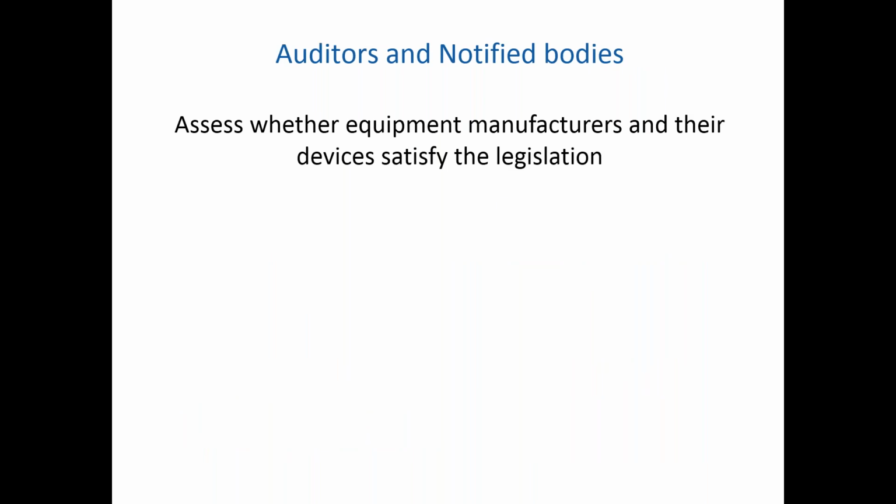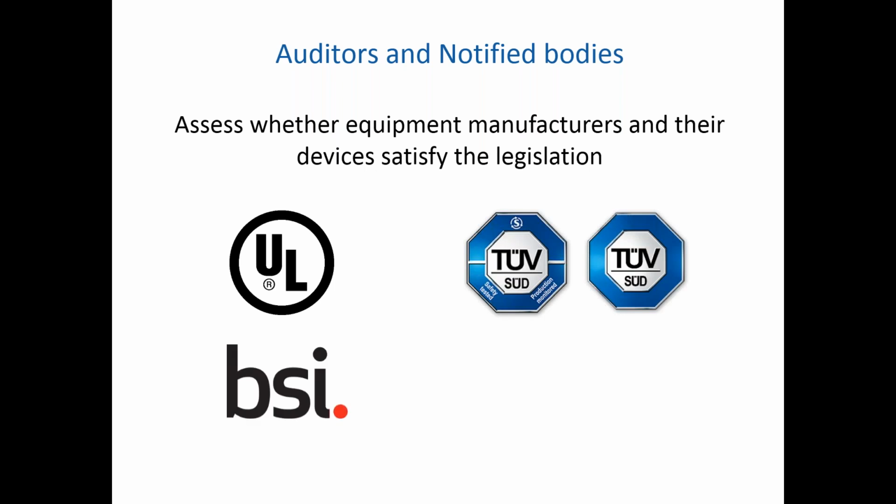We now also need to look and see whether the implementation of those regulations is done appropriately. And this is where we may have the role of auditors or notified bodies who will be assessing whether equipment manufacturers and their devices satisfy legislation. You may well be familiar with a number of these names, including Underwriters Laboratories or members of the TÜV group, British Standards Institution, or Lloyd's Register QA. All of these undertake a similar function.